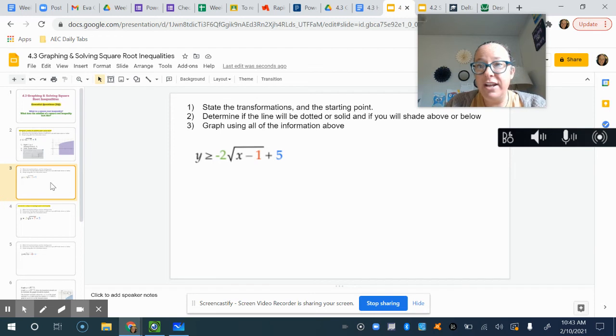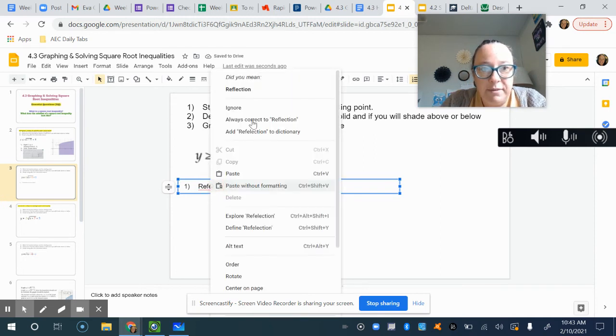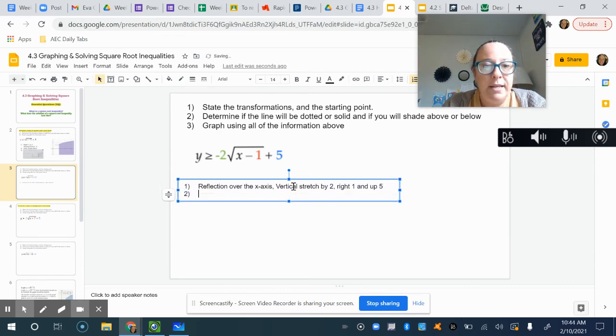Okay, now this one is not a note card, so I just want you to follow me here and make sure you're understanding. If I need to state the transformations, well, I've got 4 of them. I am a reflection over the x-axis because there's a negative in the front. Okay, and then I'm a vertical stretch by 2. I am right 1 and up 5. All of those transformation rules we've learned already. We specifically went over them in section 4.1 again.